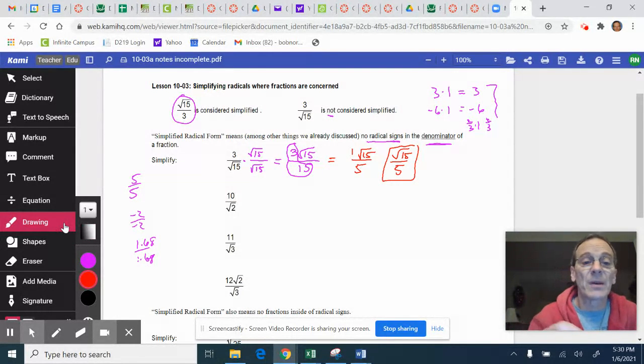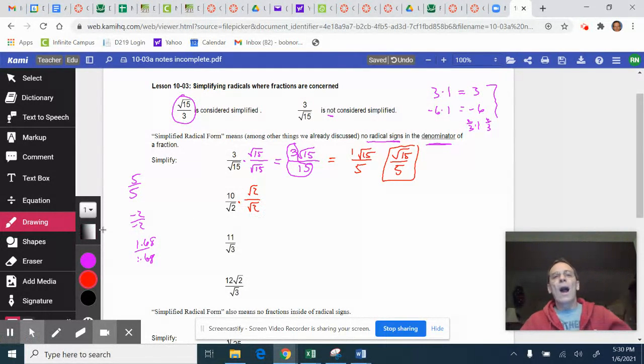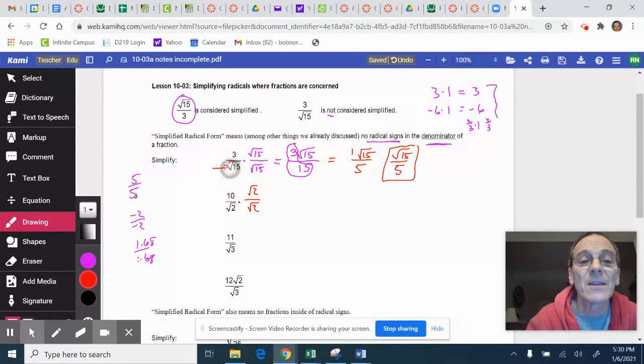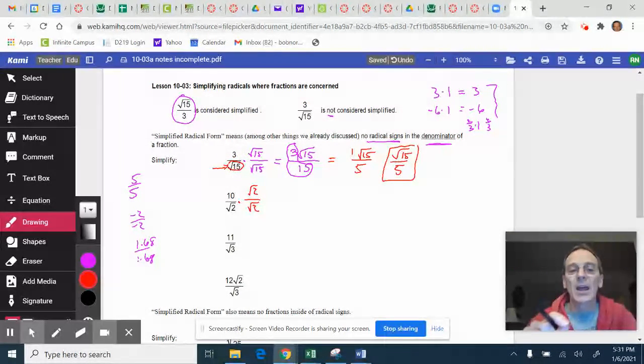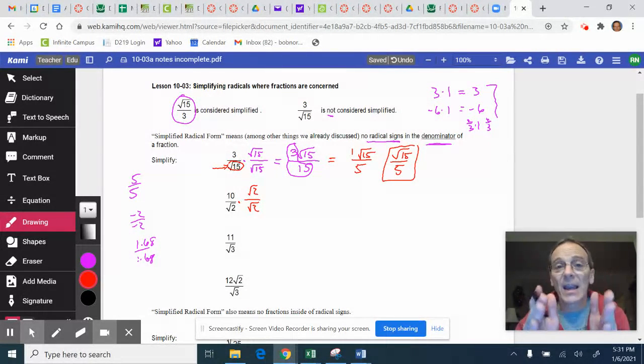Next one, 10 divided by square root of 2. We're going to multiply by a fraction again, and it's going to be square root of 2 over the square root of 2. Now, why am I choosing square root of 2 over square root of 2? Why not 5 over 5 or 8 over 8 or square root of 9 over square root of 9? Well, you might have an idea, right? I'm multiplying by the number that's in the denominator of the original expression. That's the number that I'm putting in the numerator and denominator of the fraction that I'm making up.